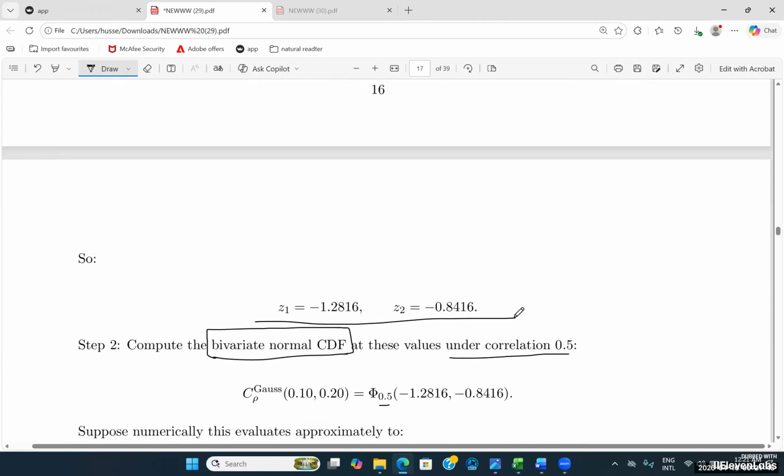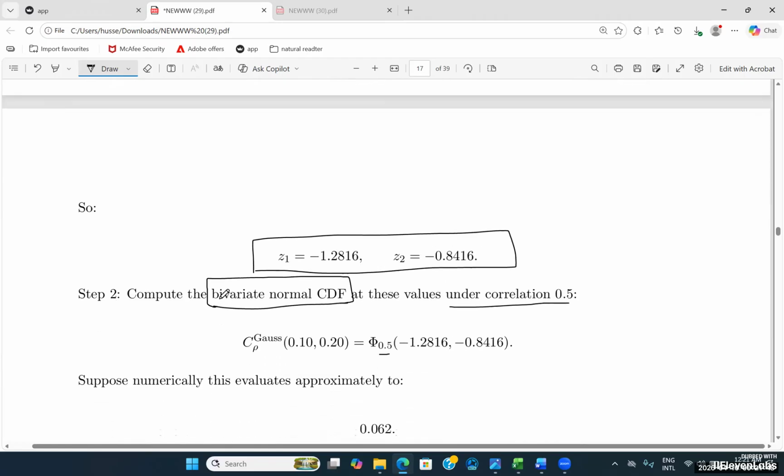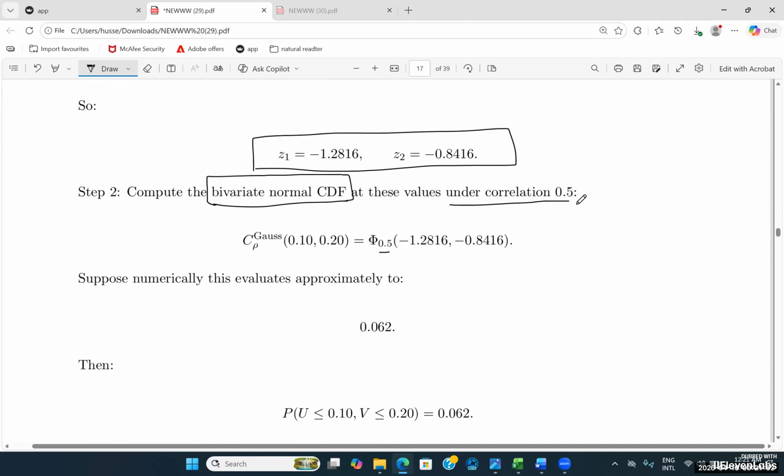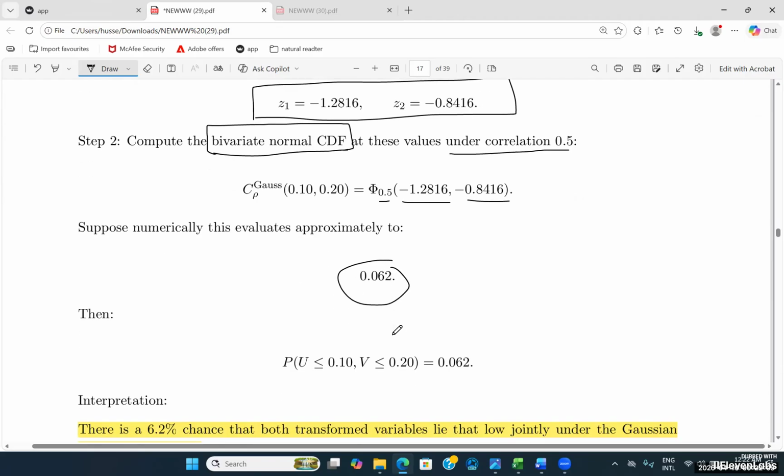Once you determine the values for Z1 and Z2, your next step is to ask what exactly is the bivariate normal cumulative distribution, and that particular calculation will then provide you with a specific outcome, for example, a result assuming a 0.5 correlation. So when we consider the bivariate normal cumulative distribution function using these specific Z values, we find that its approximate value comes out to be 0.062.